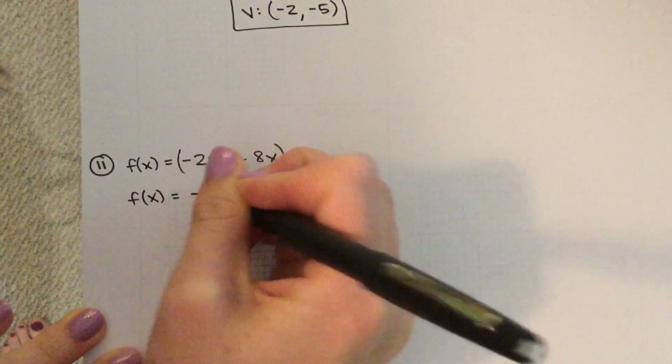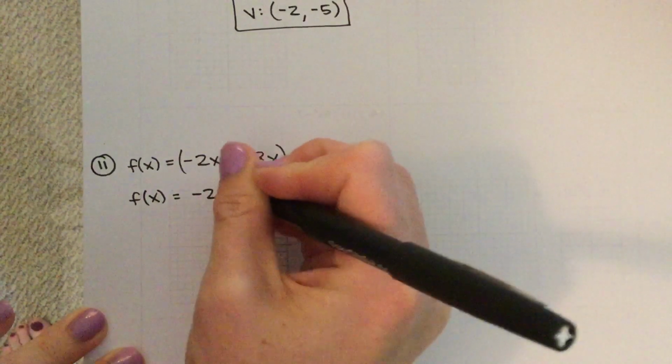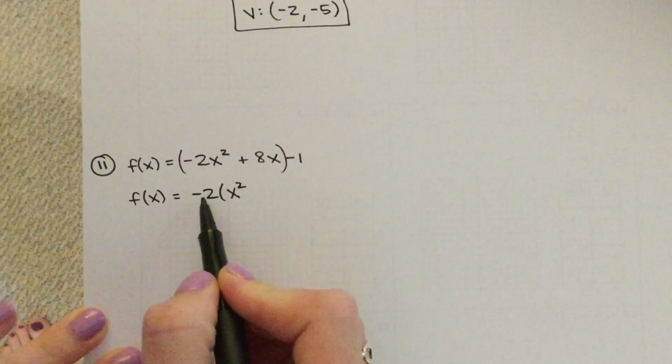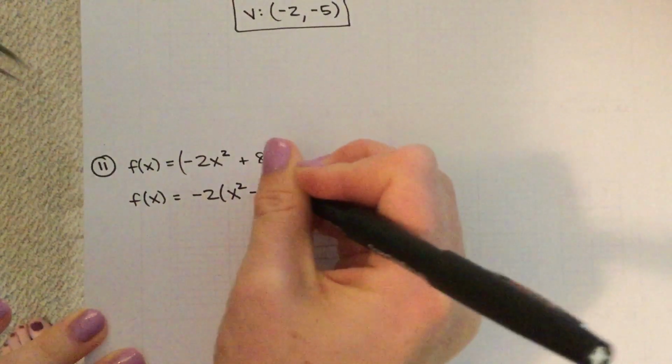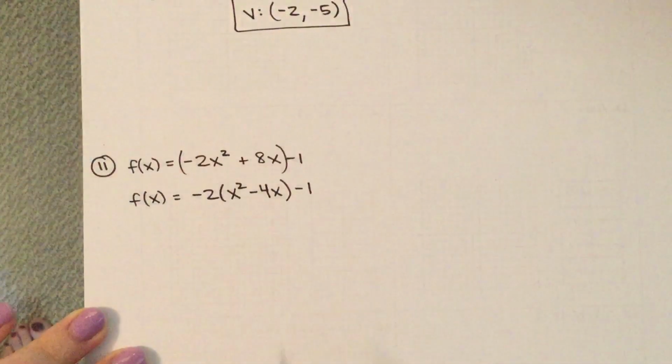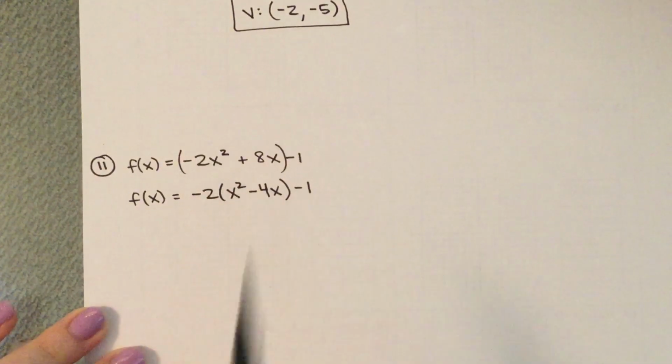So we're going to factor that -2 outside. So this becomes just an x squared. When I factor a -2 out of the 8x, I end up with a -4x. Okay, so that was step 2. There was an a that wasn't 1, so we factored it out.